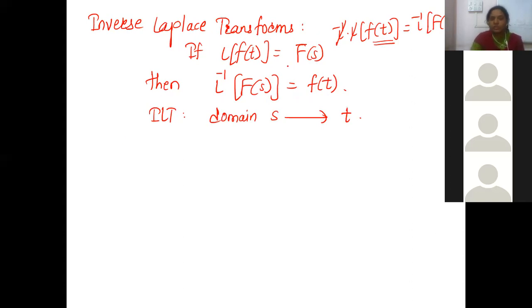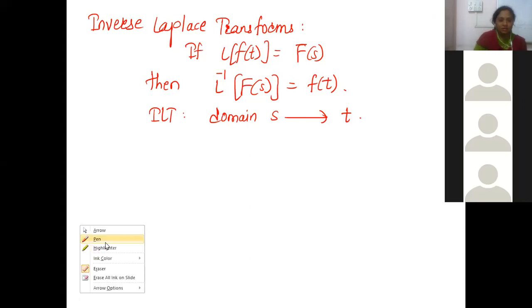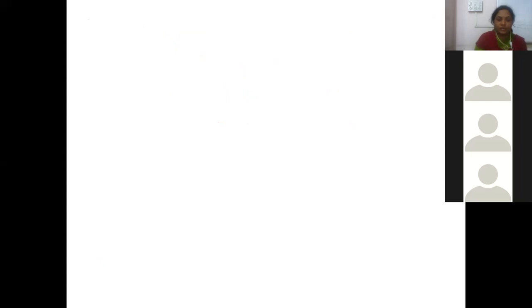In Laplace, t was going to s; now in inverse, s will go to t. Understood the definition and the notation? Laplace is L and Laplace inverse is L inverse of what? F of s. There should be s now. Now we should obtain some definitions. We know some definitions in Laplace, and you have to tell me those. Accordingly, we'll convert them into inverse Laplace.